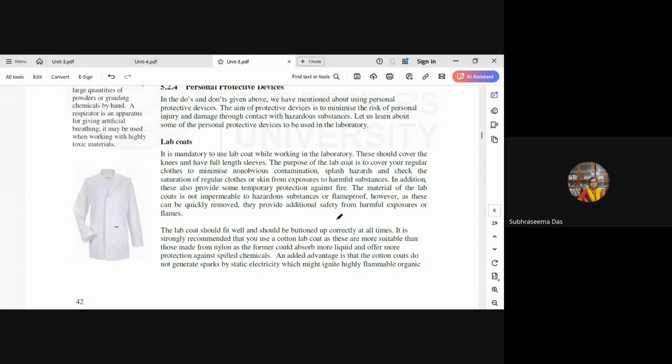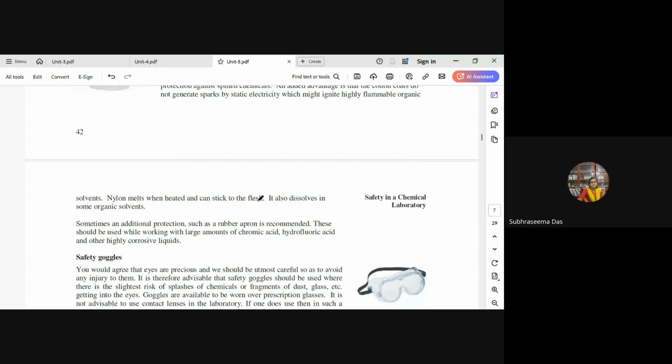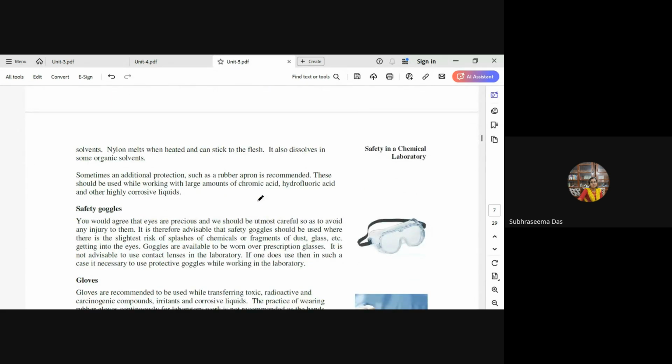An advantage of using cotton coats is that they do not spark static electricity. In most cases it is advisable that cotton lab coats should be used rather than nylon lab coats. Nylon melts when it senses heat and it also dissolves in some organic solvents. That is why cotton lab coats are more preferred.